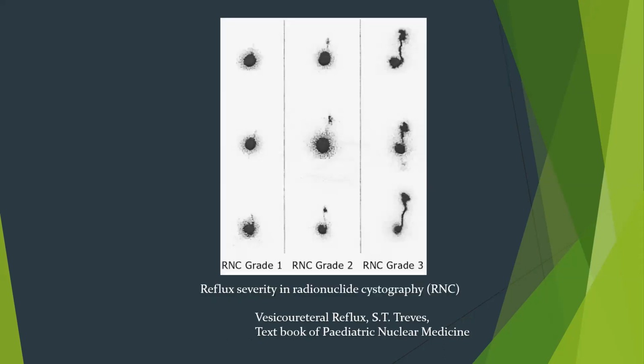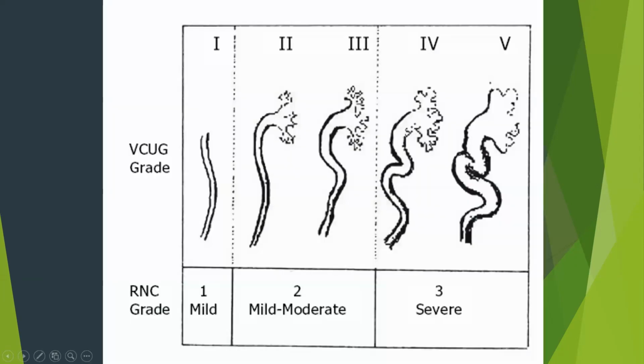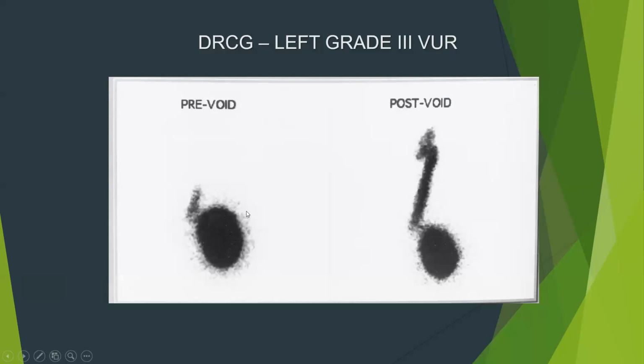So this is how we can grade the reflux severity in a radionuclide cystography. We grade it as grade 1 when the tracer reaches up to the ureter, grade 2 when it reaches the pelvis, and grade 3 when we can see tracer in the renal pelvis and the kidney. So mild, moderate, severe. Radiologically, grade 1 is what we call in nuclear medicine mild. Radiologically 2 and 3 we call mild to moderate. Radiologically 4 to 5 we call severe. Another case in which we can see significant reflux even before the pre-void.